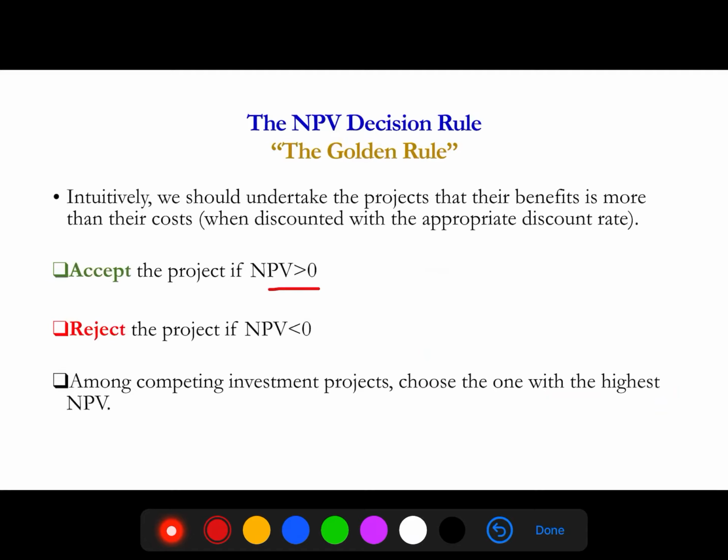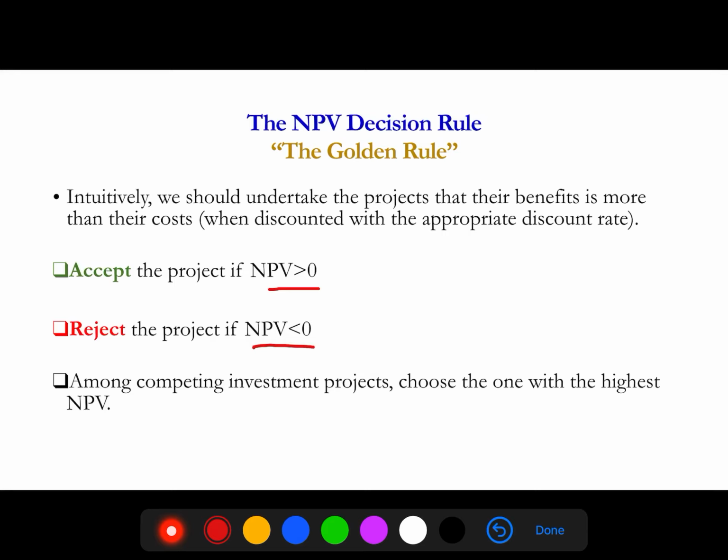If the NPV that we are calculating is negative, we are going to reject that project, because that means the cost of doing the project, the initial investment that we are making, is larger than the cash flows that we are going to receive because of doing that project. If the costs are bigger than benefits, there is no reason to do that project, so we will reject that project.